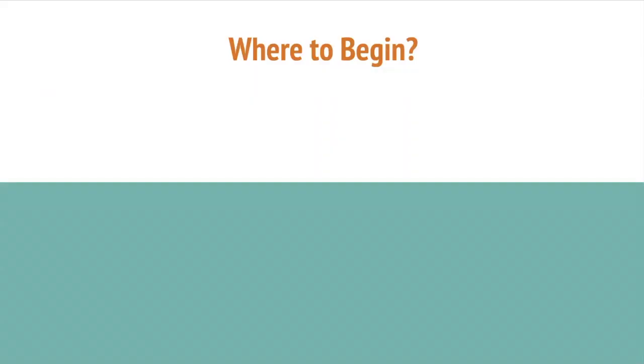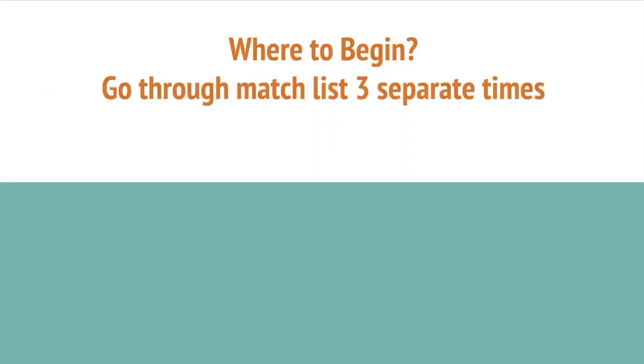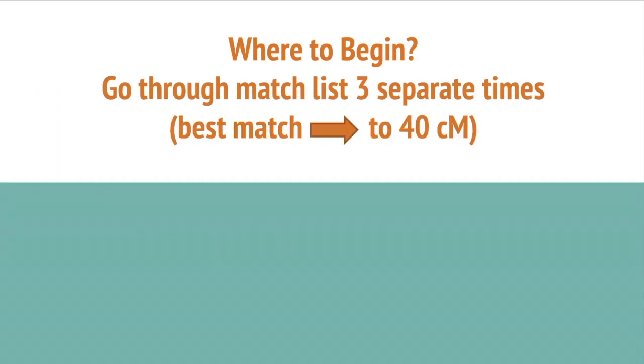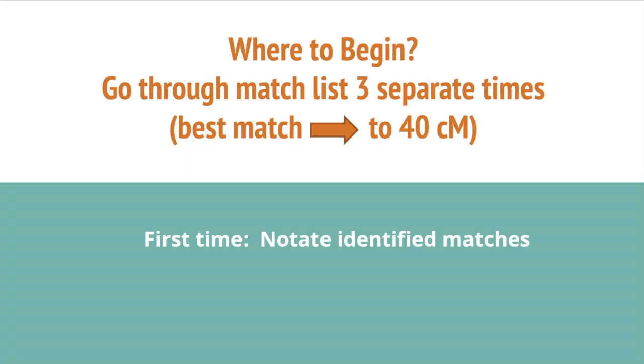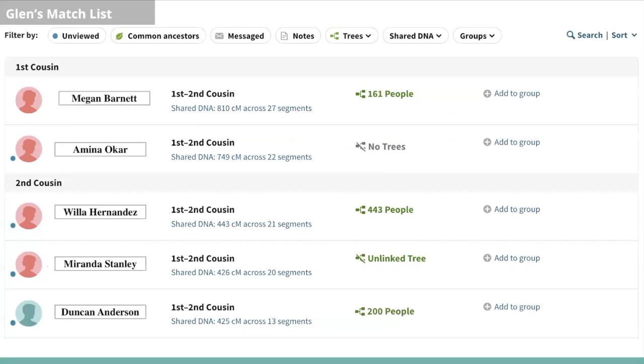So where do we begin with Glenn's test? First, it's important to understand you're going to have to go through your match list 3 separate times, starting at your best match and working all the way down to your 40 centimorgan matches. And I know some of you have a ton of matches and you're going to say that's not reasonable, but all the good information is in your matches. And this will go quicker than you think because the first time through, you're only going to make notes on the matches where you can identify the relationship. So let's start this process for Glenn.